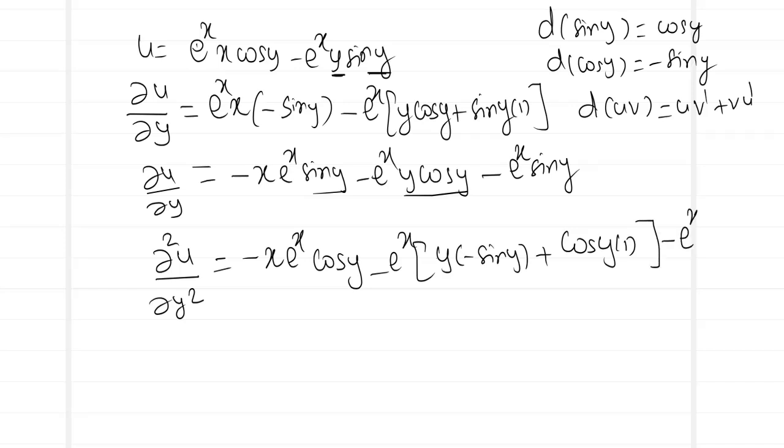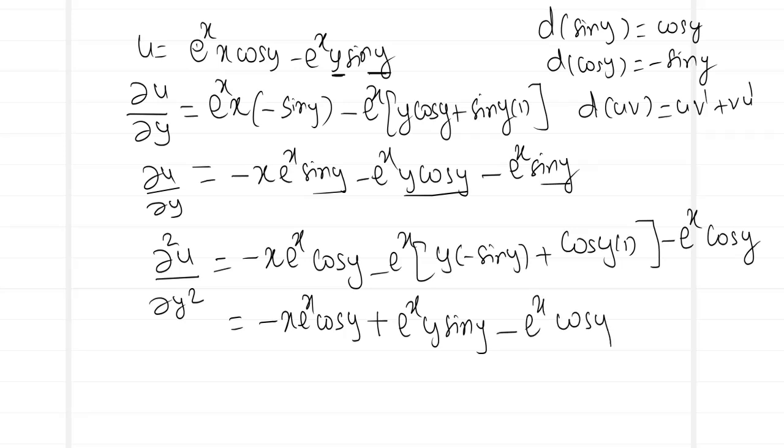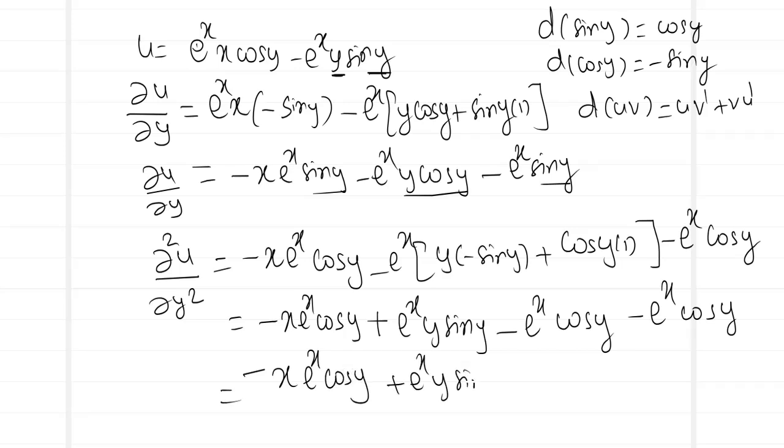Minus e power x into the sin y, on differentiation, gives you cos y. Now let me simplify the data. Minus x e power x cos y, minus into minus will give me plus e power x y sin y, minus e power x cos y, and this is going to be minus e power x cos y. So I have minus x e power x cos y plus e power x y sin y. These two quantities on clubbing give you minus 2 e power x cos y.